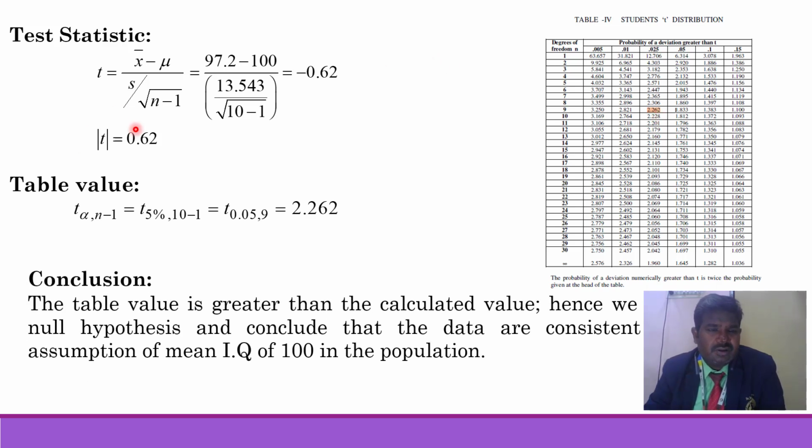So the observation is our calculated value is 0.62, but the table value is 2.262. Therefore we can accept the null hypothesis. Calculated value is less than the table value, so we accept the null hypothesis, and we get the conclusion that the data are consistent with the assumption of mean IQ of 100 in the population.